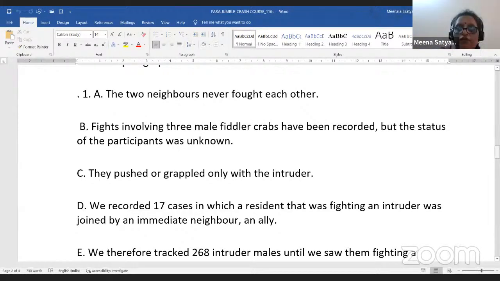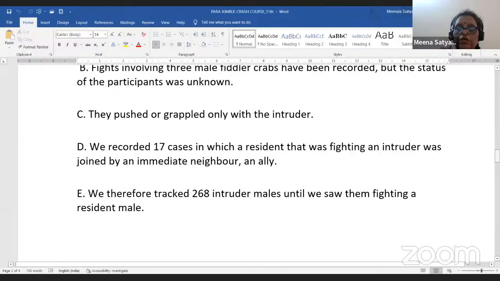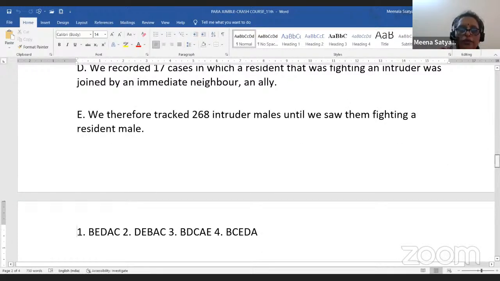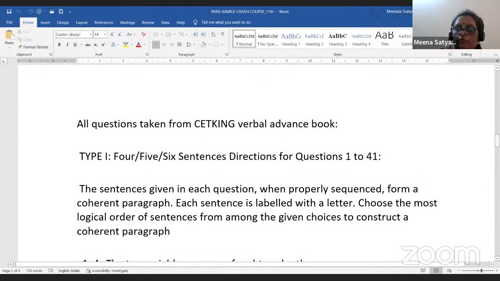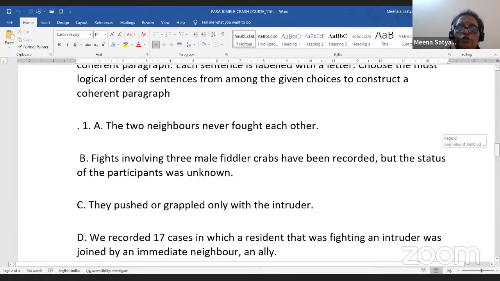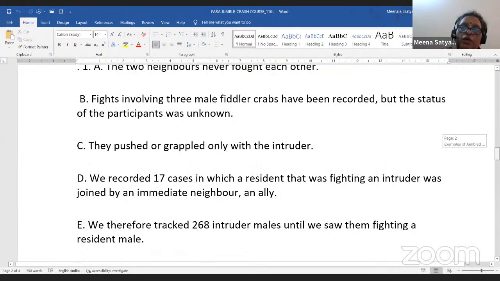We recorded 17 cases in which a resident that was fighting the intruder was joined by an immediate neighbor and ally. We therefore tracked 268 intruder males until we saw them fighting a resident male. And then, fights involving 3 male fiddler crabs have been recorded, but the status of the participants was unknown. And the next one will be, the two neighbors never fought each other. They pushed or grappled only with the intruder. That is how it is given.